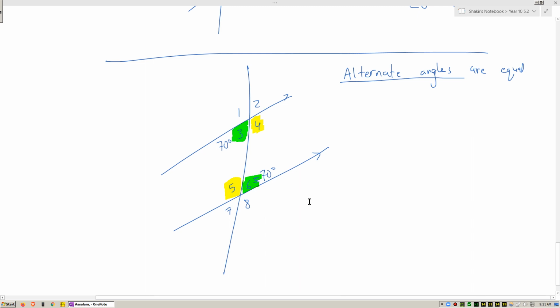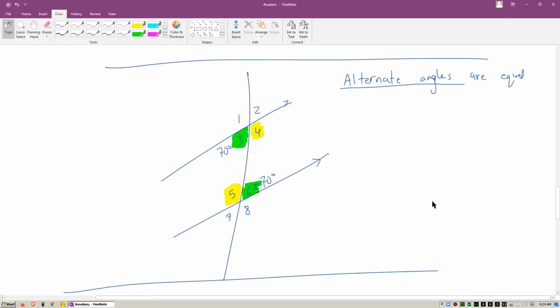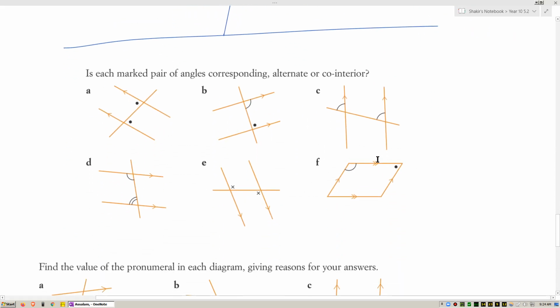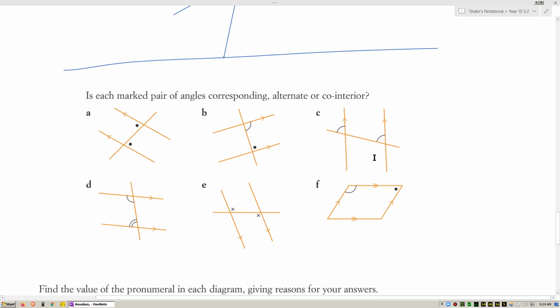Let's do some practice questions just so that we can see what type of questions come up. So this is the first bunch of questions. Is each marked pair of angles corresponding, alternate, or cointerior? Well, what are these ones? Cointerior would be those two, but since it's on the other side, it's alternate. So I'm just going to write alt here.